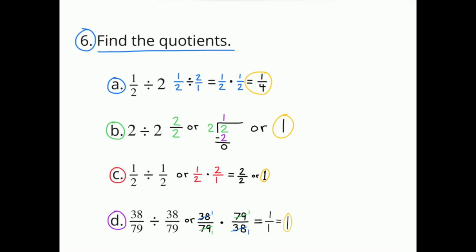D. 38/79 divided by 38/79. Well, anything divided by itself equals 1, but if we wanted to complicate it, we could rewrite it as 38/79 times the reciprocal of 38/79, which is 79/38. 38/79 times 79/38 equals 1 over 1 or 1.